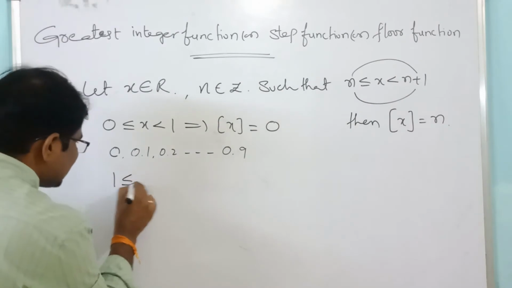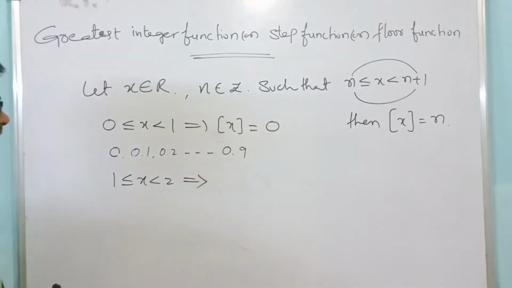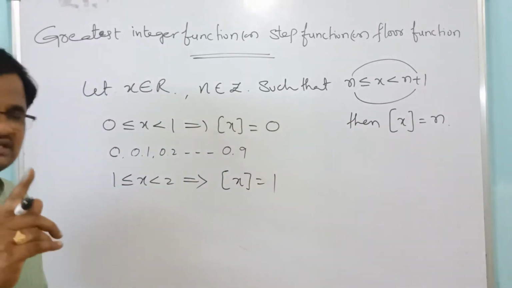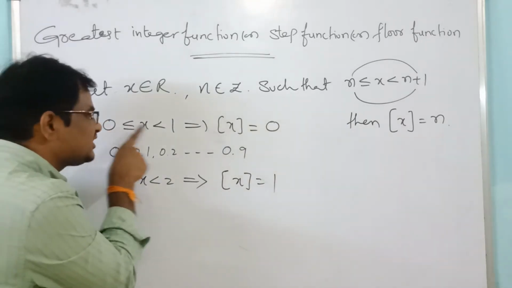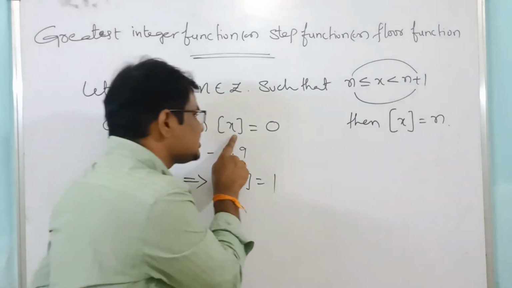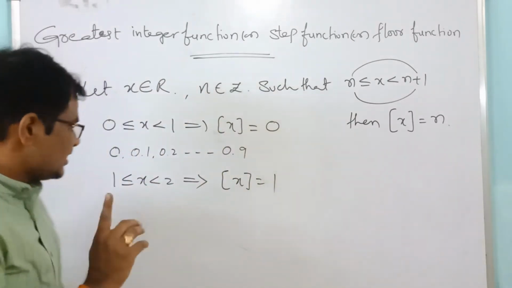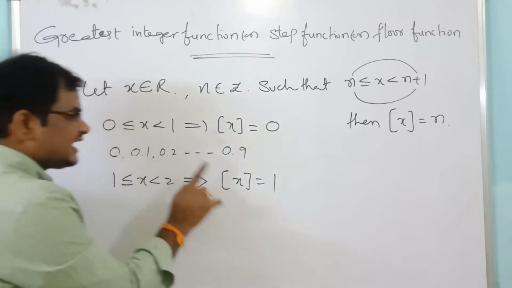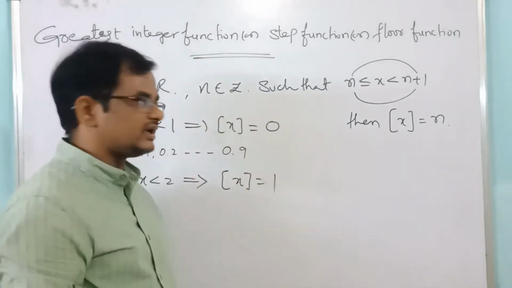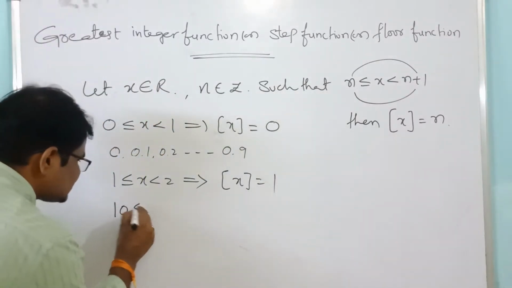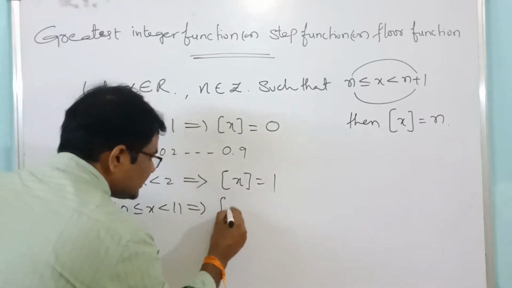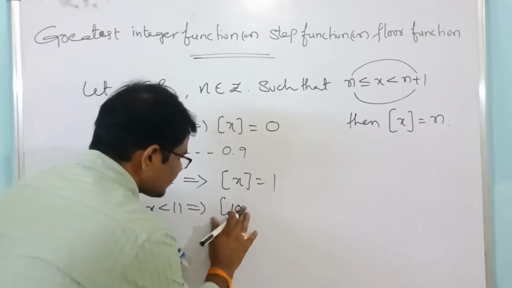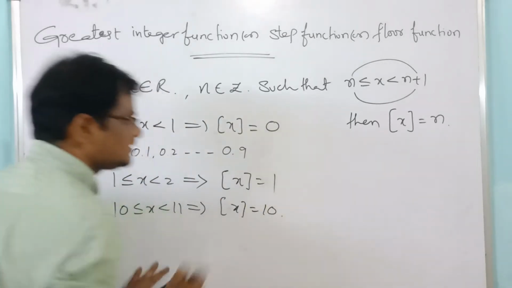Suppose 1 less than or equal to x less than 2. Here also, in all these real numbers, the integral part is 1. It means whenever x lies between 0 and 1, including 0, the greatest integer function of that x is 0. If x is between 1 and 2, including 1, then the greatest integer function of that x equals 1. Take one more example. Suppose 10 less than or equal to x less than 11. Then the greatest integer function of that x equals 10 only, right?